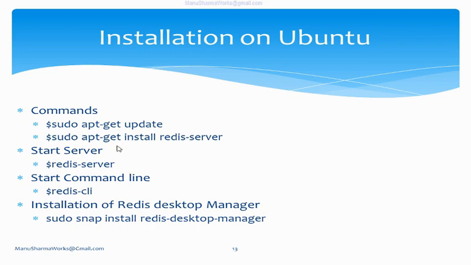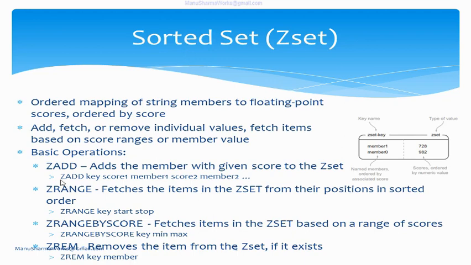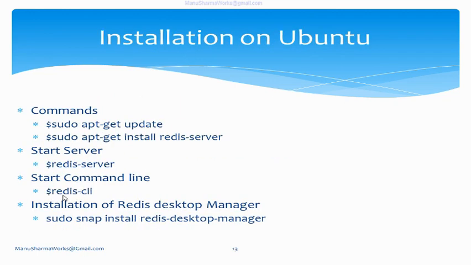If you use this, it will automatically start the server. You don't have to start it. But in case it is not working, then you can use this command. In order to connect to the Redis server, use redis-cli. It's a command line utility, and all the commands that I mentioned for the sorted set, you can use on this command line interface.